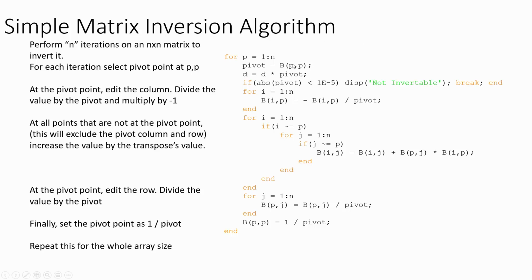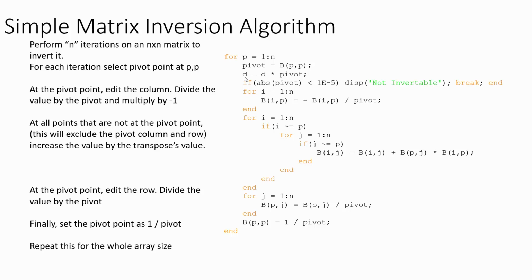This D is the determinant, so you can actually calculate the determinant by this method by just doing the determinant is equal to the determinant times the pivot point. And it will kind of create the determinant over time. So yeah, this is a cool iterative approach of doing weird matrix operations.